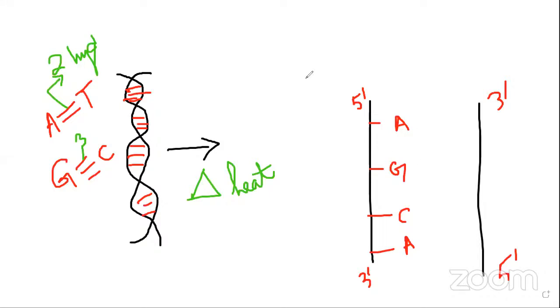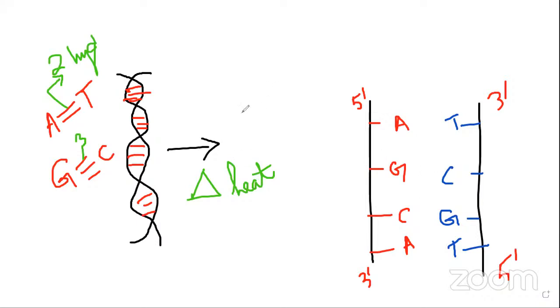Take another example. This is another part. A always combines with thymine. Guanine, you already know, goes with cytosine. So here cytosine is there, guanine comes here, and adenine here, with thymine here. In between there is a bond, and it is completely broken. As a result, you will get the fragments.